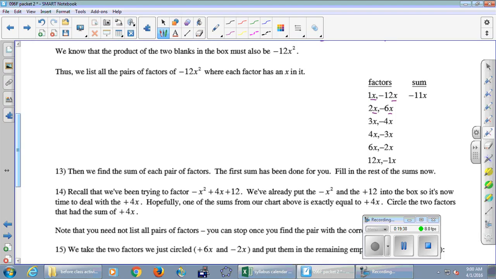And now we're just going to add up. We're just going to find the sum. We're going to cross our fingers. Eventually we find something that adds to 4x. But it's not that long of a process. So adding 1x and negative 12x is negative 11x. Go ahead and fill in the other 5 blank sums, just adding up.